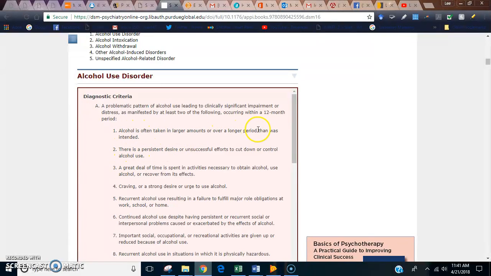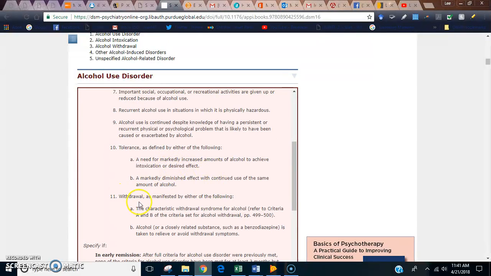Alcohol is taken in larger amounts or over a larger period than was intended. That's pretty much everybody who has a use disorder. They didn't stop when they wanted to stop. If they tried cutting down at all, that's a symptom. In fact, you'd be really hard-pressed not to be able to diagnose your average college student as having a mild alcohol use disorder.